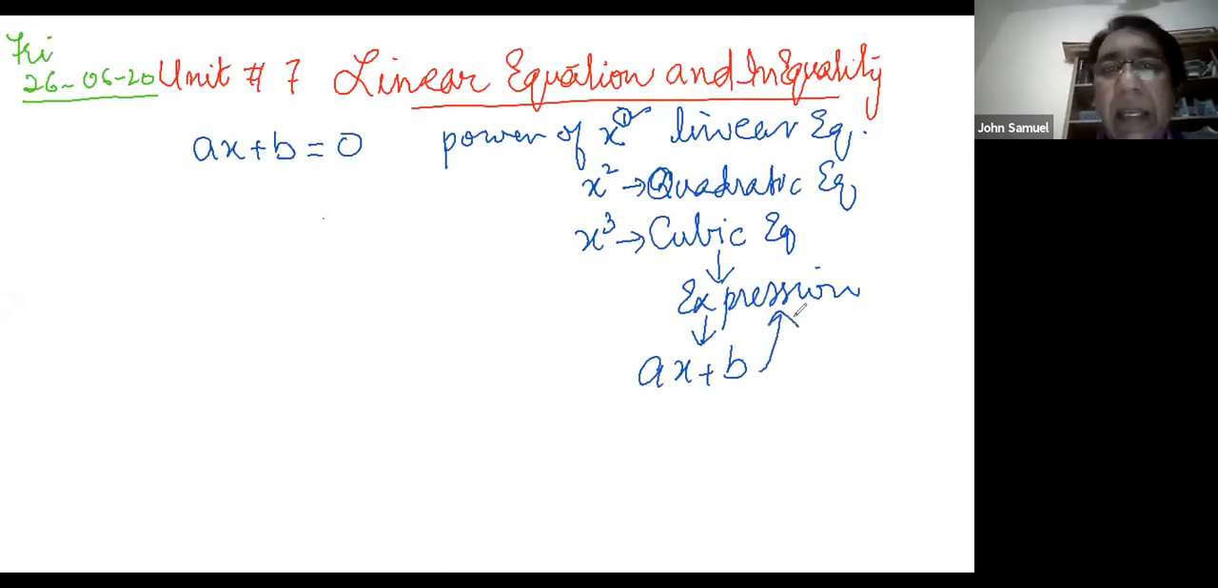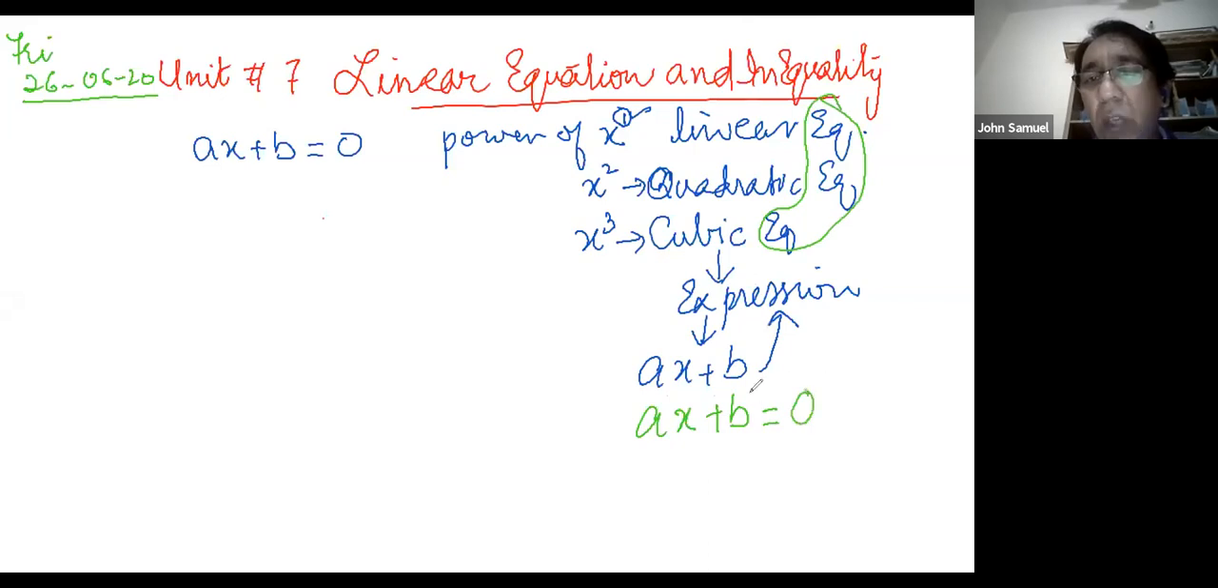And why these are called equations? If it is having ax plus b is equal to 0 or any number, then it is called equation. Now, so far it is equation because it is having what? Important thing, equality is there. So that is why it is called equation.